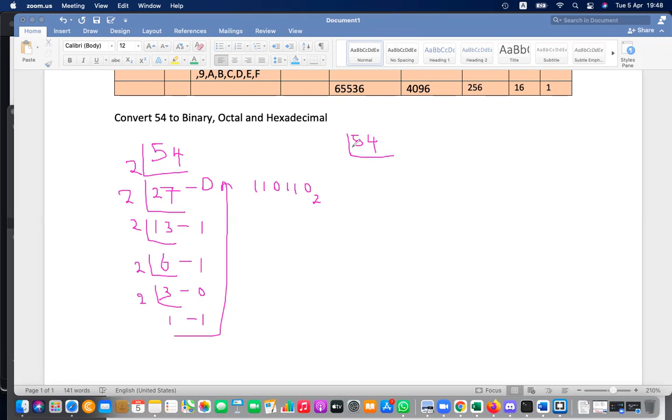Check it again. Divide by 8. Then 6 and remaining 6. So it is easy. You take this 6 and 6 and you can write it as 66 in octal.